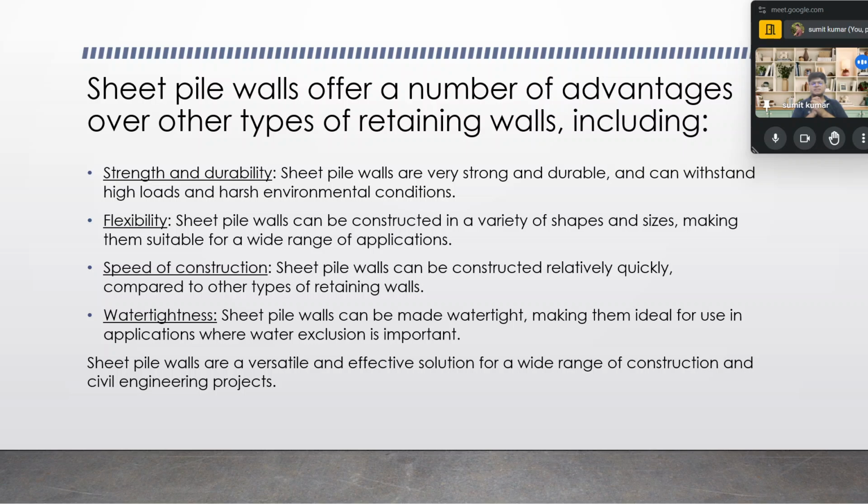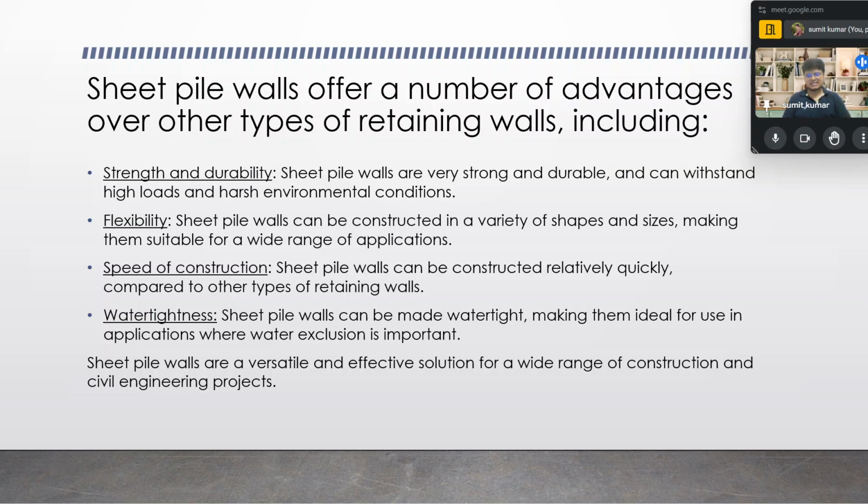Next one is flexibility. Flexibility means that sheet pile walls can be constructed in a variety of shapes and sizes, making them suitable for a wide range of applications. So it is not the case that when we construct the sheet pile wall, it can only create a flat section. We could create a circular arc as well. So those aspects can also be carried forward with sheet pile walls. That is one of the advantages, flexibility to apply in any shape whichever is required for the construction practices.